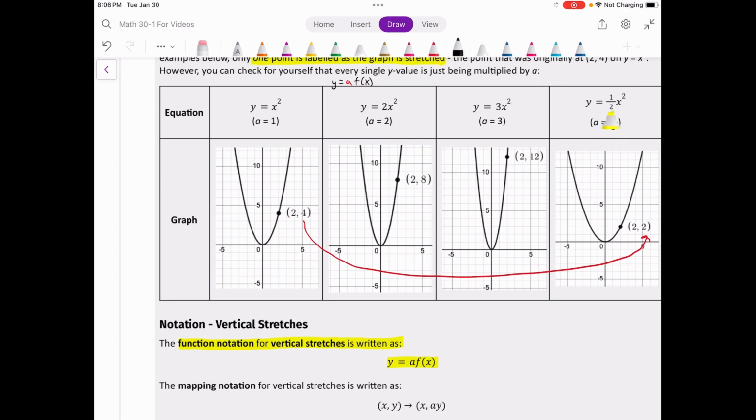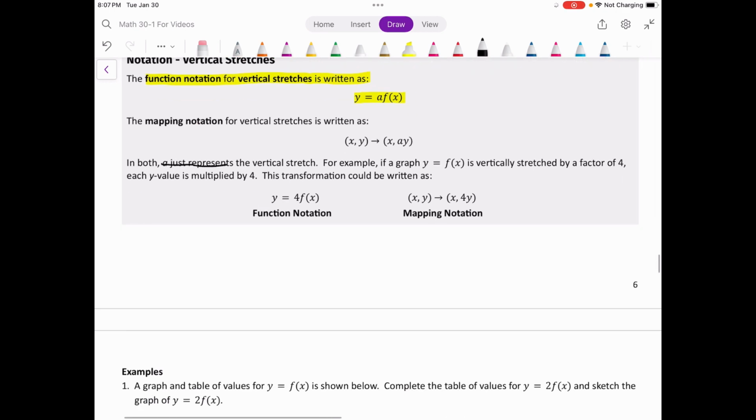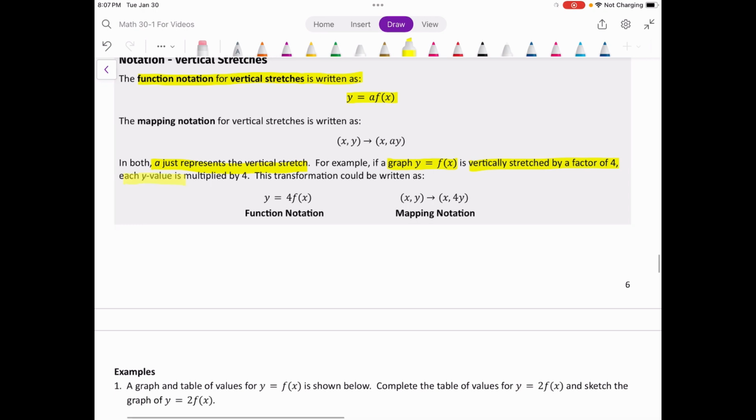When a was 2, y used to be 4, now it's 2 times 4, or 8. Okay, so in both of these, a just represents our vertical stretch, right? For example, if a graph y equals f of x is vertically stretched by a factor of 4, that's how we say that, vertically stretched by a factor of 4. Each y value is multiplied by 4. And this transformation could be written as y equals 4 times f of x, that would be function notation, or in mapping notation, (x, y) has become (x, 4y). Every y has been multiplied by 4.